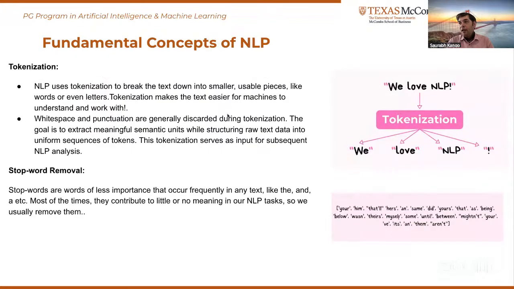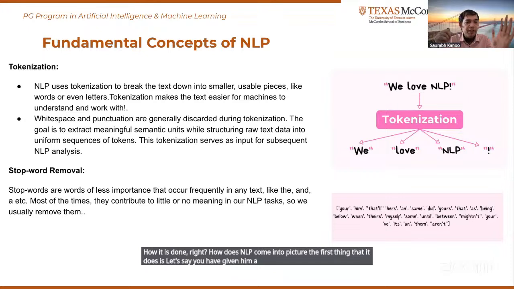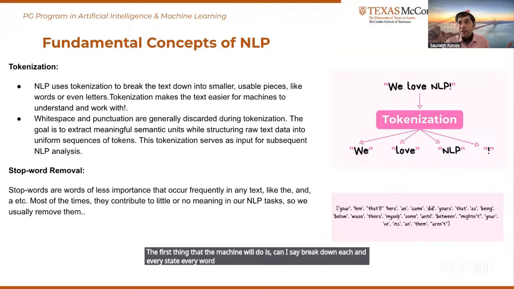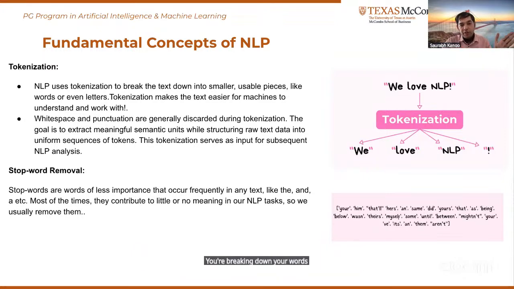How is it done? How does NLP come into the picture? The first thing that it does is, let's say you have given it a certain text, such as "we love NLP!". The first thing that the machine will do is break down each and every word into a bag of words. This is called tokenization. Tokenization is nothing but breaking down your statement into different words. So we'll separate "we", we'll separate "love", we'll separate "NLP" and the exclamation. That's the first step that it will do.